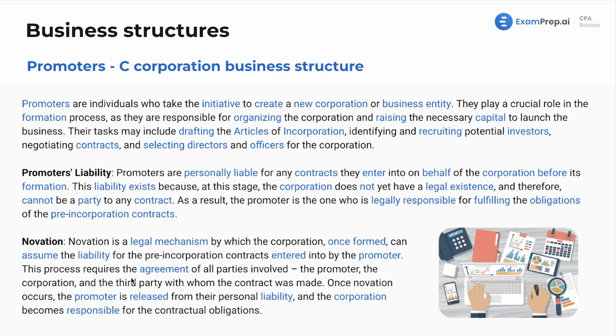Now, this process requires the agreement of all parties involved. I think that makes sense as well, right? You're not going to get anyone on the hook without them agreeing to it. The promoter, the corporation, and the third party with whom the contract was made. Now, once novation occurs, the promoter is released. They are free. They can fly away from their personal liability, and the corporation becomes responsible for the contractual obligations. Looking good there.